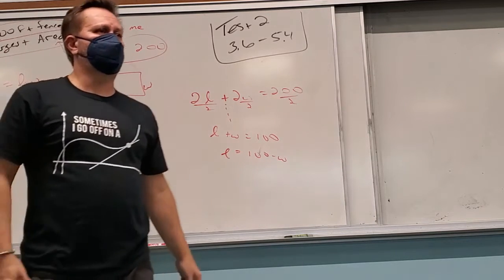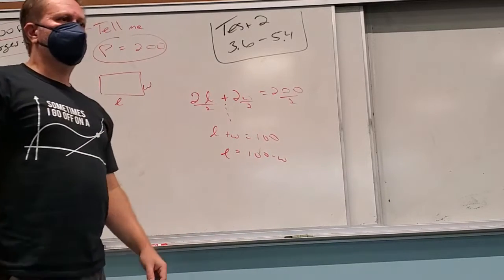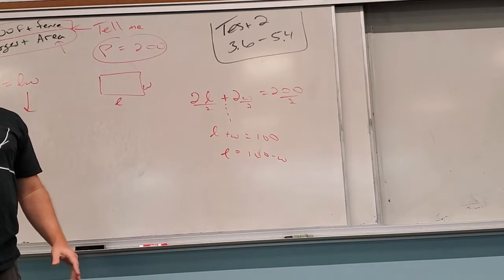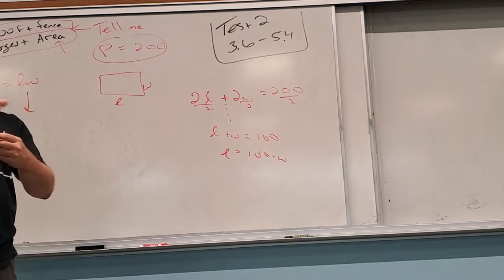So then you distribute? Yeah, distribute. You see how you're going to get a W squared piece? It's going to be quadratic. You can identify A and B. You can find the vertex.